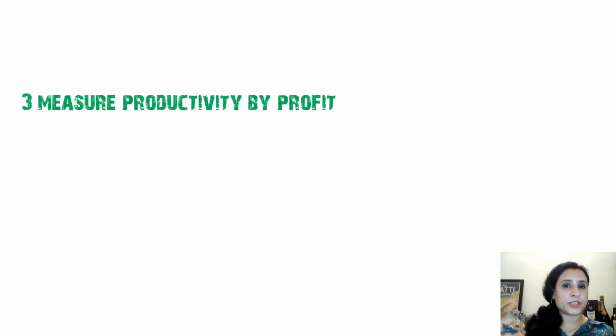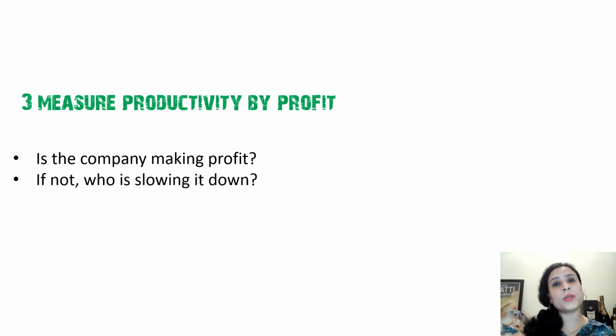Now, the third one is measure productivity by profit. It's quite simple: if your organization is profitable, only then you know that your employees are putting in their efforts. If it's not profitable, or if you're struggling to make profit even in your second year, third year, fourth year, then it definitely means that you do not have the right people in the right places. So the first thing is, is the company making profit? If not, then who is slowing it down?